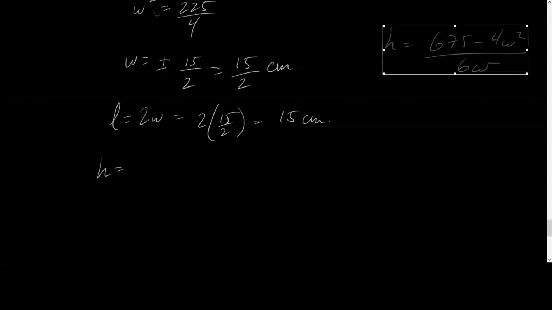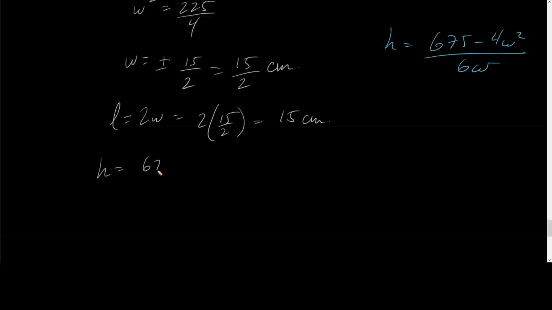And I'll change the color of that. All right. So in there, our height, what are we going to get? Plug in 15 halves for w. All right. So we have here 675 minus 4 times 15 halves squared over 6 times 15 halves.